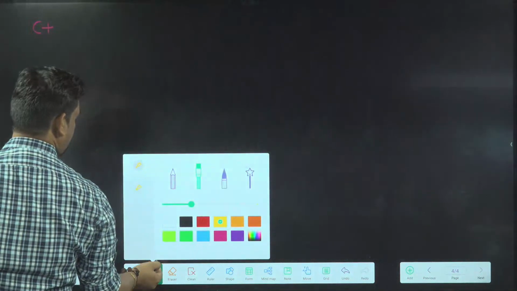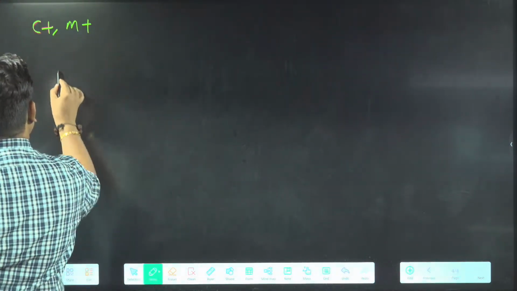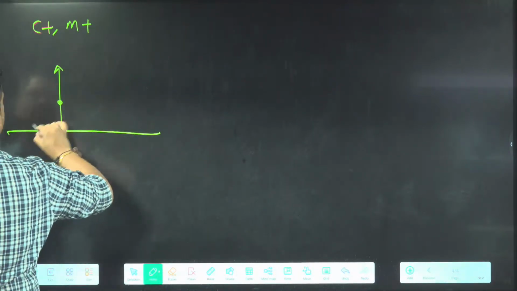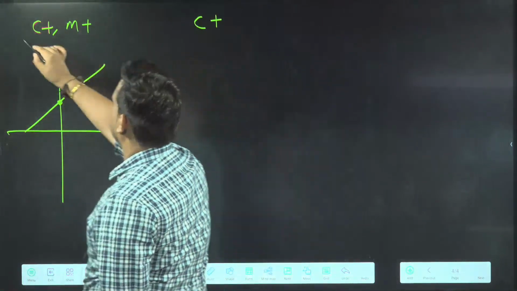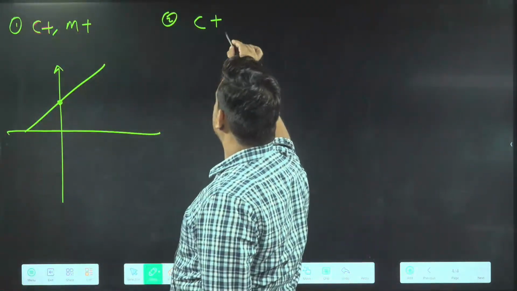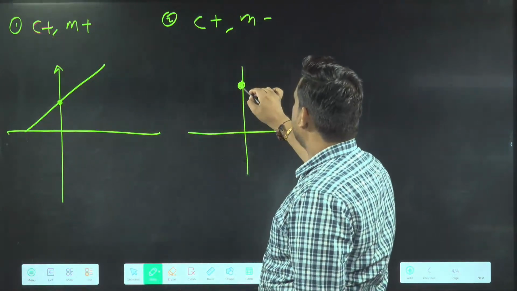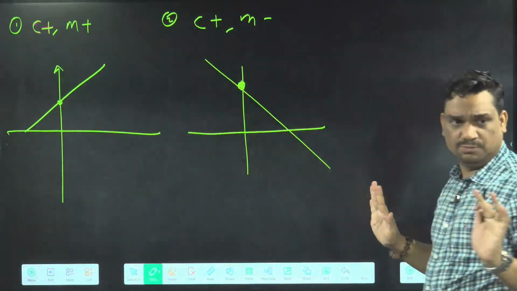In the question, I am getting C positive and M positive. So the graph will be like this: C positive, so upside, and M positive, so I will put it like this. Clear? Number 2, C positive, M negative. C positive, I will go upside, and M negative, then I will put the graph this side. This is the graph. I hope these two graphs are clear.